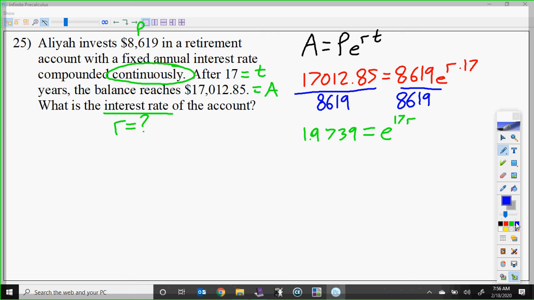Okay. Well, I'm going to change it to log form, and because it's compounding continuously, I'm going to end up with the base of E, so I'm just going to go ahead and write ln. So I know I'm going to get log base E, which is ln, or natural log. So the natural log of 1.9739 equals 17R, and then whatever that natural log is, I need to divide it by 17 in order to find out what R is.